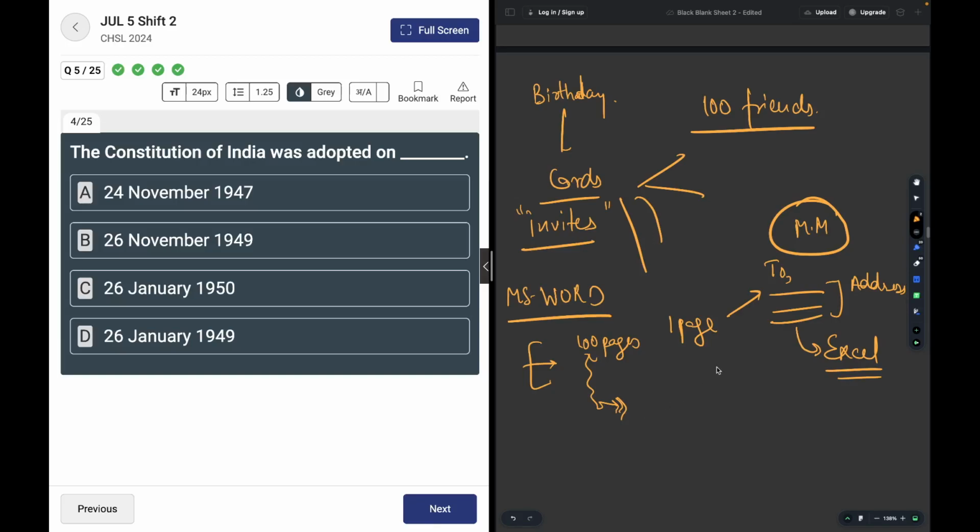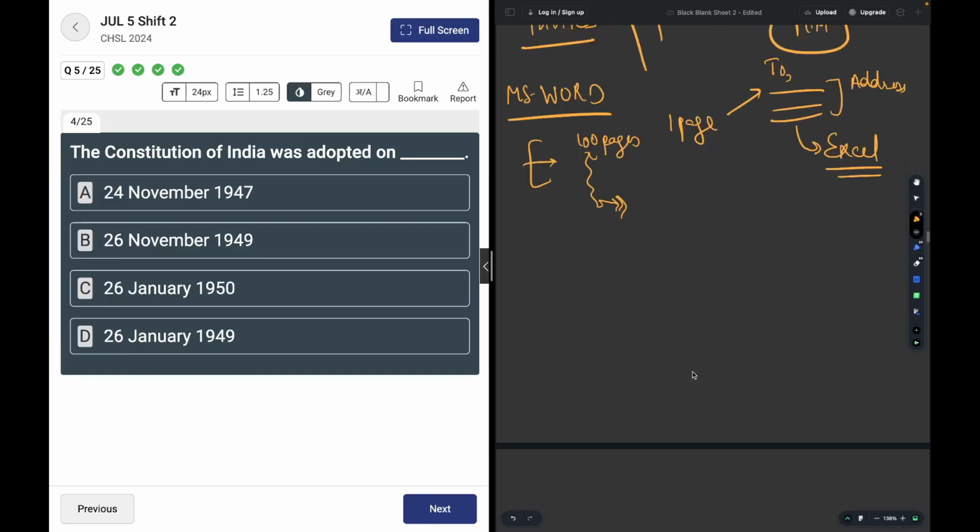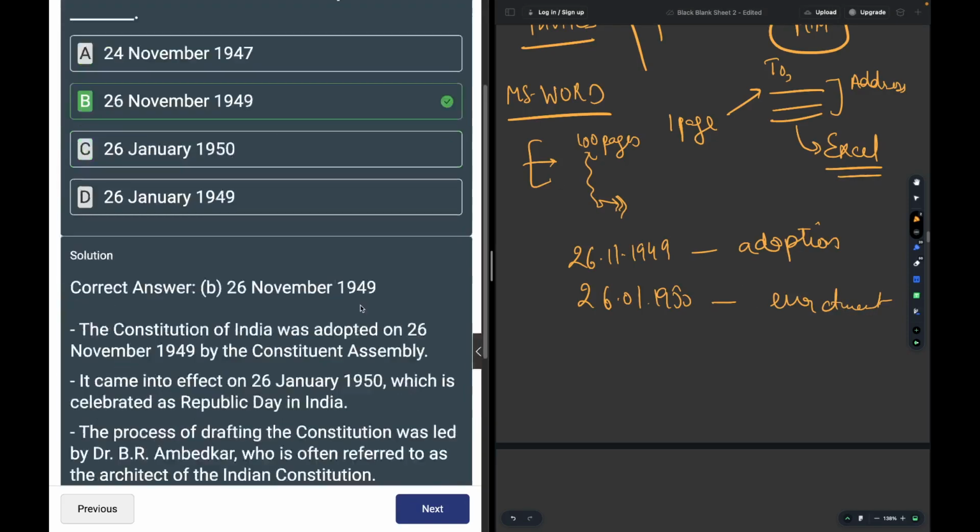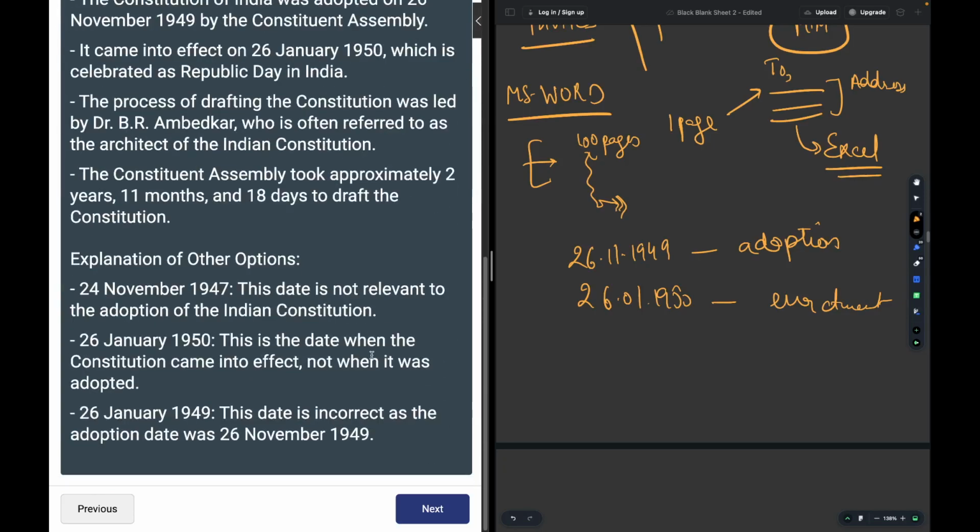The Constitution of India was adopted on. Okay, so it was adopted on 26 November 1949, 26/11/1949, and 26/01/1950. This is adoption, and this is enactment. Adoption and enactment. Okay, so adoption is 26/11. Okay, moving on.